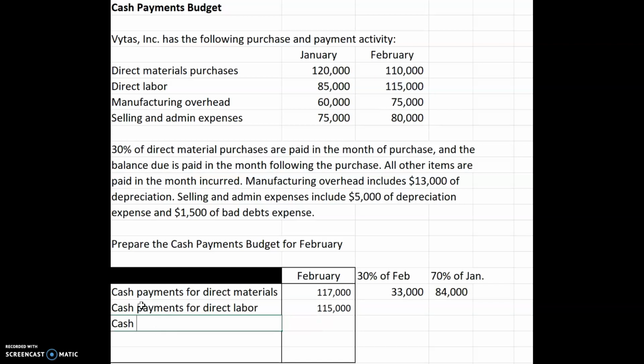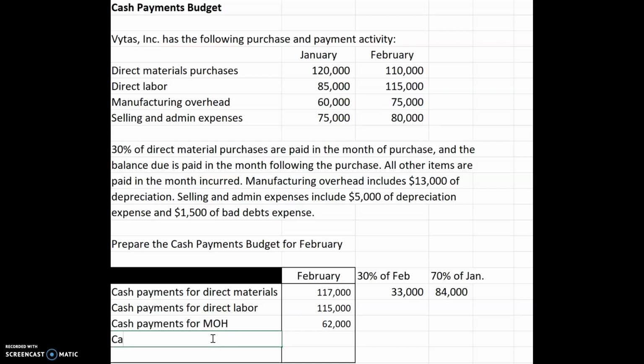Our cash payments for manufacturing overhead, right? This amount would have been the bottom line on the manufacturing overhead budget. However, it includes $13,000 of depreciation. We don't have to pay any cash for depreciation, right? Because we paid for the equipment when we bought it, and depreciation is just spreading the cost over the time you use the plant and equipment to generate revenue for your business. So we're going to subtract the $13,000 to get the cash payment.